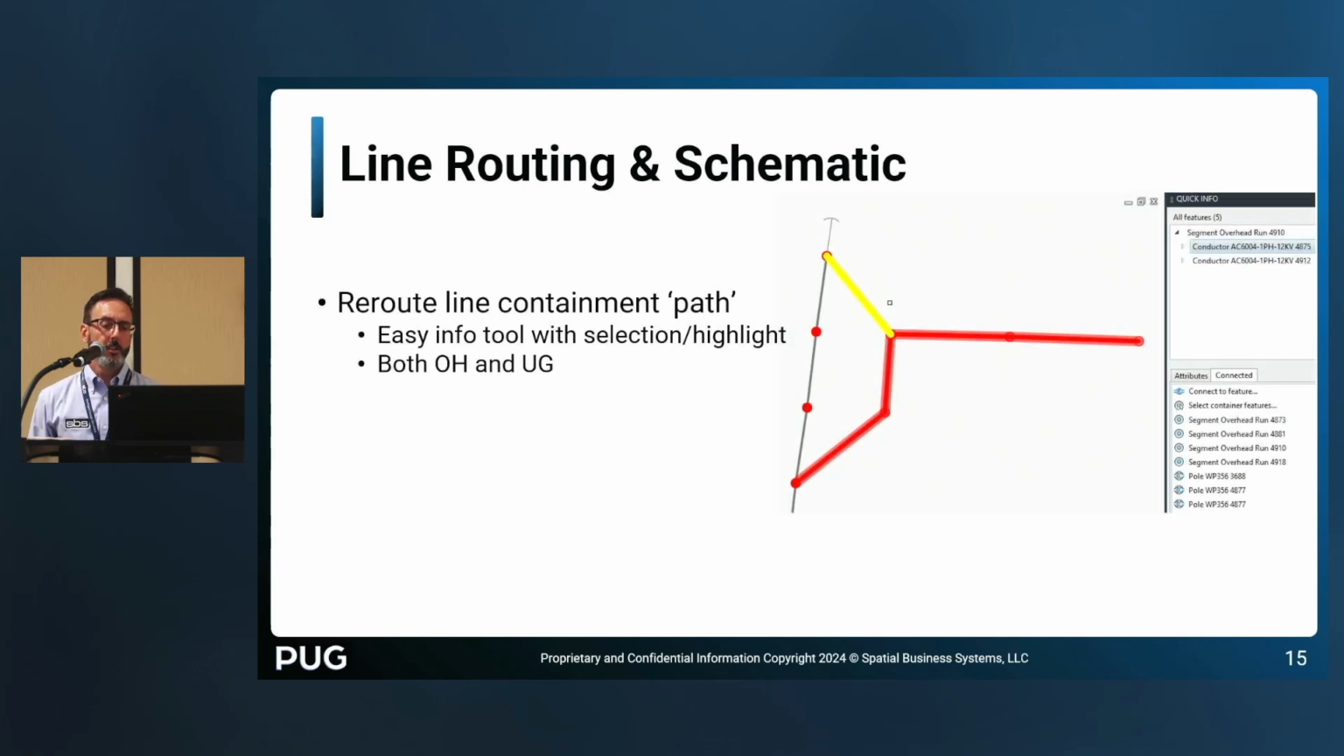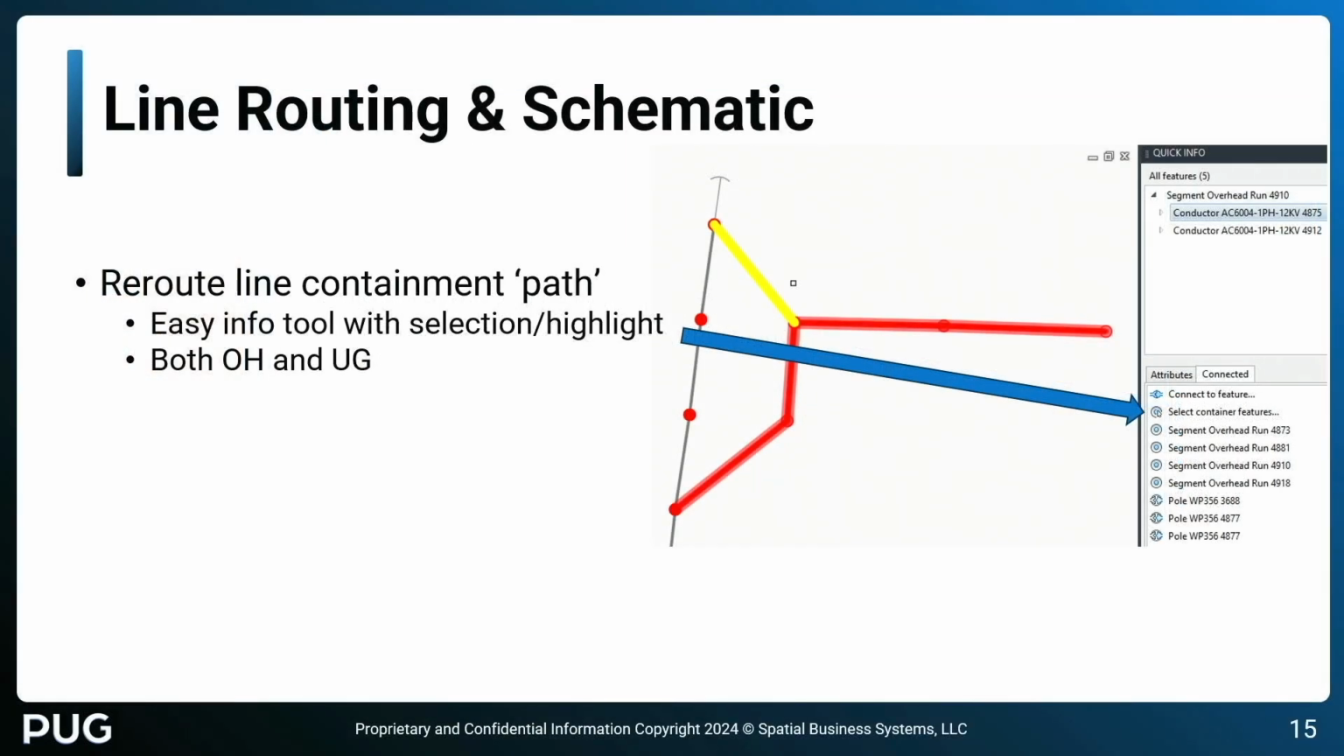So for line rerouting, we have a function that's integrated into the connected tab of the info tool that allows you to reset the container features of the line. So this effectively allows you to reroute the line. Clicking that button will run a command sequence that will prompt you to select a new route for the line, where you're clicking to deselect where you don't want the line to run and just select the line where you want it to run, and it will highlight showing you the valid or invalid path you've created.